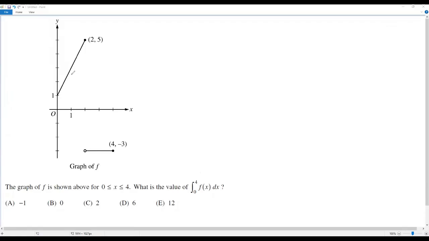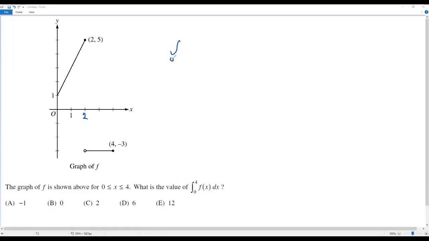Okay, when I look at the graph of the function f of x, there are two parts. The first part is over here, the second part is over here. We have the first part from 0 to 2, and the second part from 2 to 4. So clearly, f of x is a piecewise function. Then this 2 is a transition value. Since 2 is a transition value, we can split up the given integral into two parts.